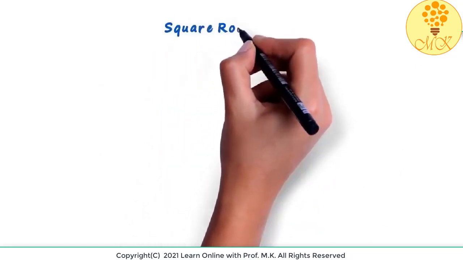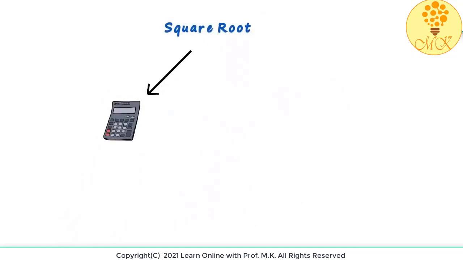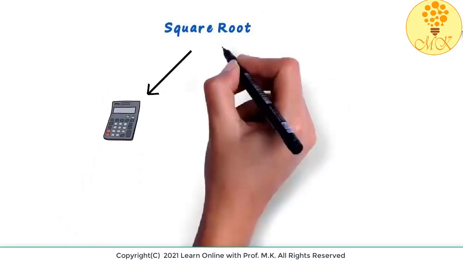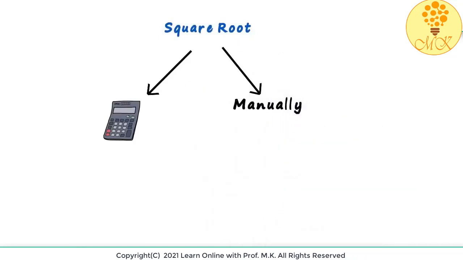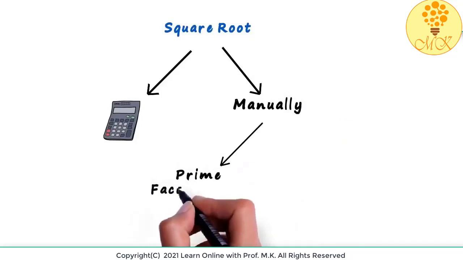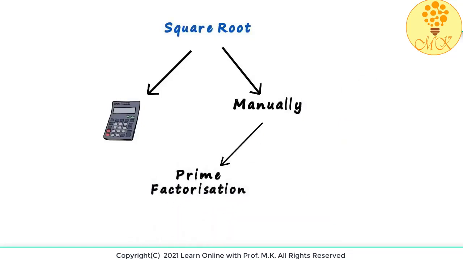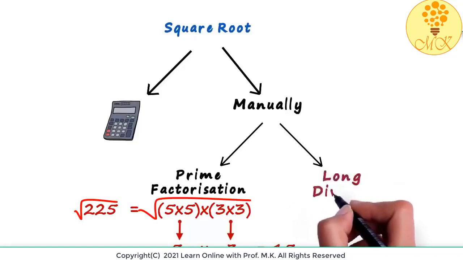There are 2 ways to solve for the square root of a number. We can either use a calculator, of course, everybody would love to use this option, and the other way is to solve it manually. Manually too, we can solve it in 2 different ways. One, by using the prime factorization method, which we have already seen. We split the number into its prime factors and then choose one number from each pair. The other method, which we will look at in this video, is called the long division method.